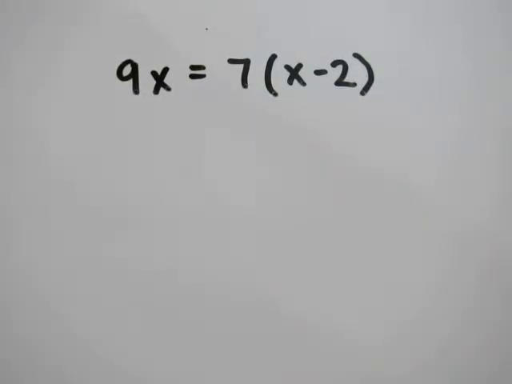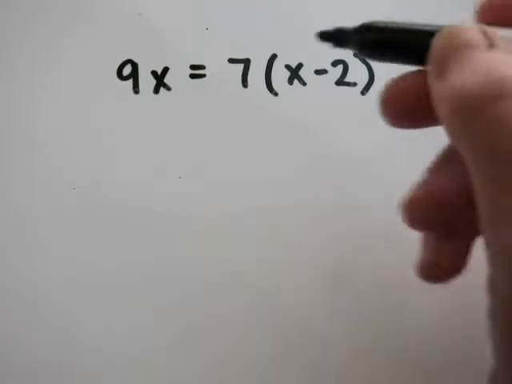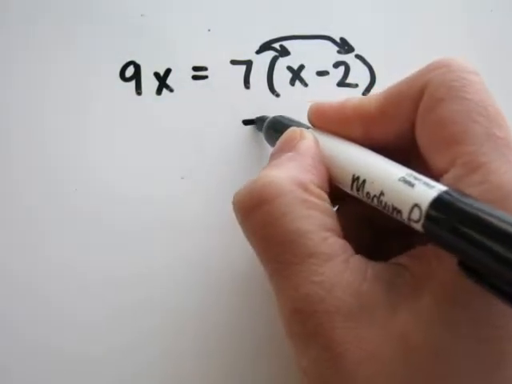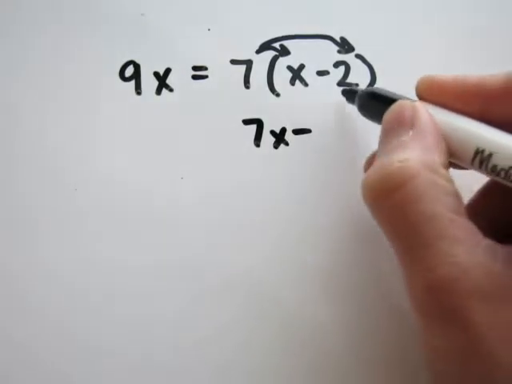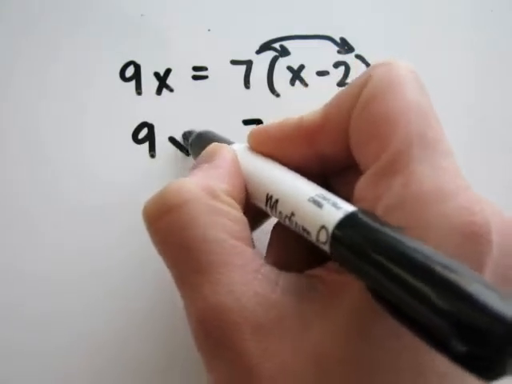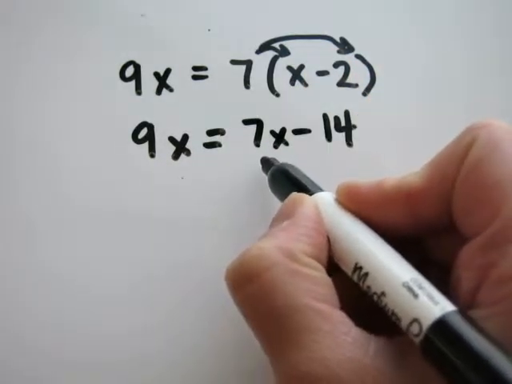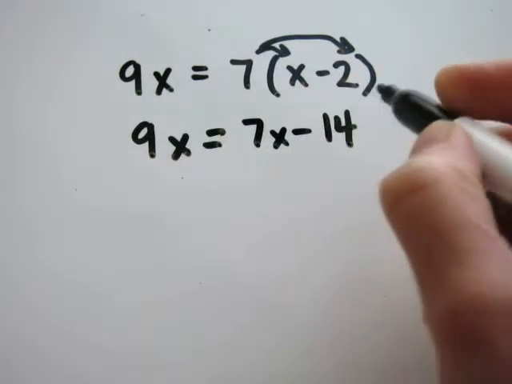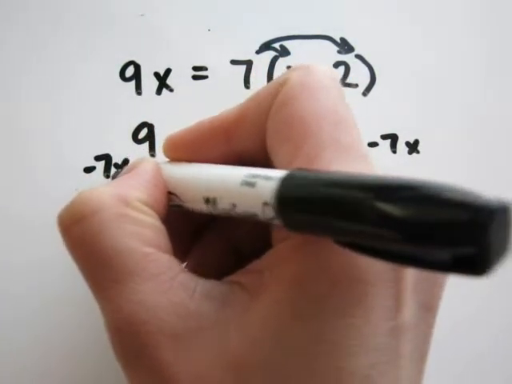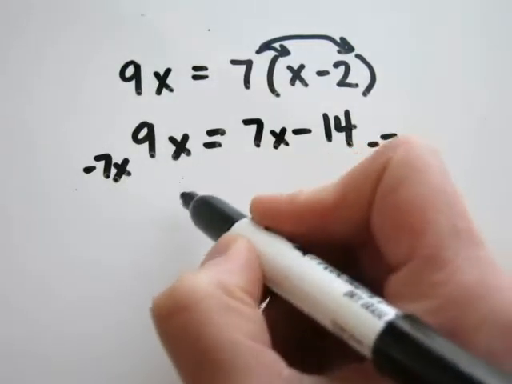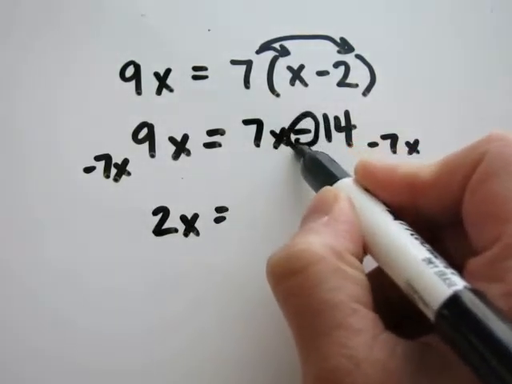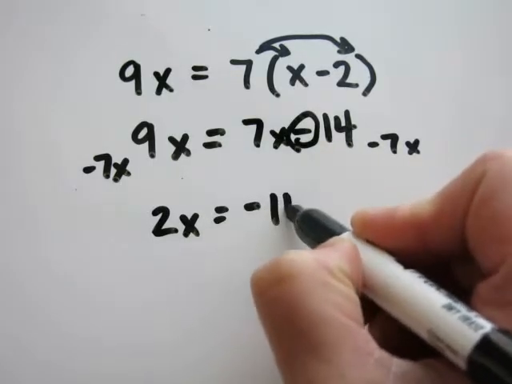Problem 23. 9x equals 7 times x minus 2. My first step will be to distribute out the 7. 7 times x is 7x. 7 times 2 is 14. I'm going to want the x's on the same side of the equation. So subtract 7x. 9 minus 7 is 2. That leaves a negative 14.